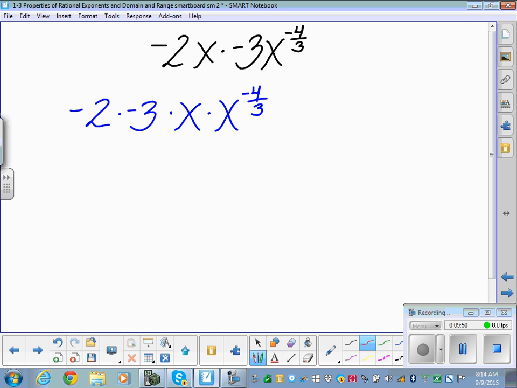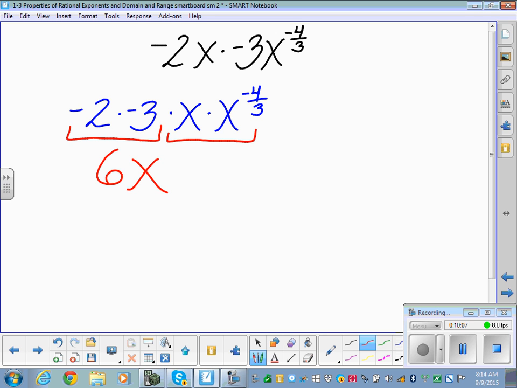Then you look at it and sing your song if you need to. When you multiply the same base, you add your exponents. When you multiply, you add. It doesn't work for numbers, so be careful. Negative 2 times negative 3 is positive 6. But right here, we're multiplying the same base, so we'll add our exponents.